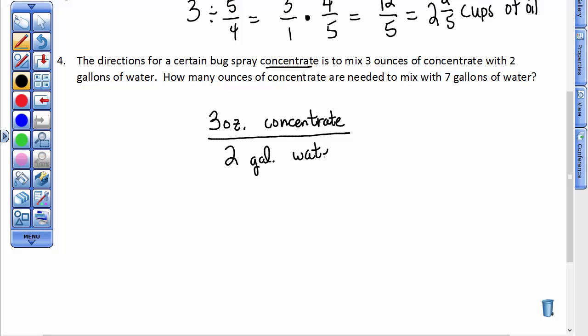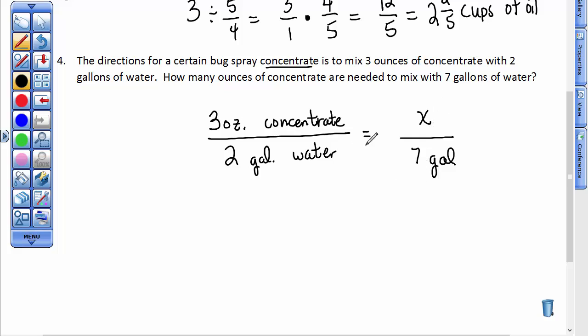I mean, some people use vinegar and water to make a cleaning product. And on the internet they tell you how many ounces of vinegar to put in so much water. And if you want to make a bigger proportion, you can. So it says how many ounces of concentrate. Here's ounces of concentrate. So that would be X. How many ounces of concentrate are needed to mix 7 gallons with 7 gallons of water. It's because I want to make more. I don't want to make just 2 gallons. I want to make 7 gallons. So I've got to figure out how much concentrate to put in.